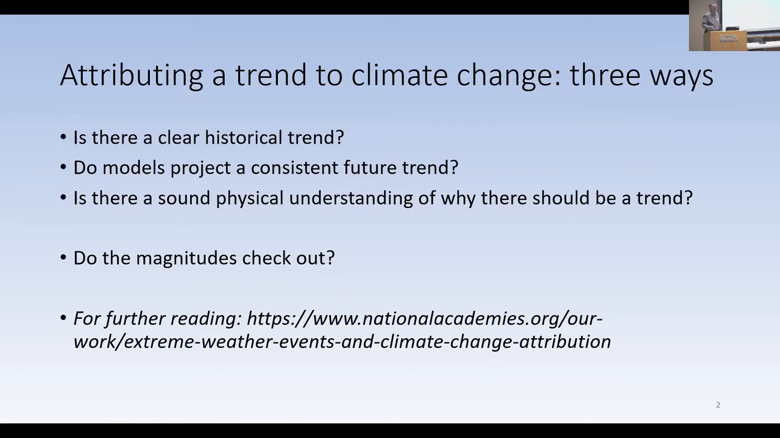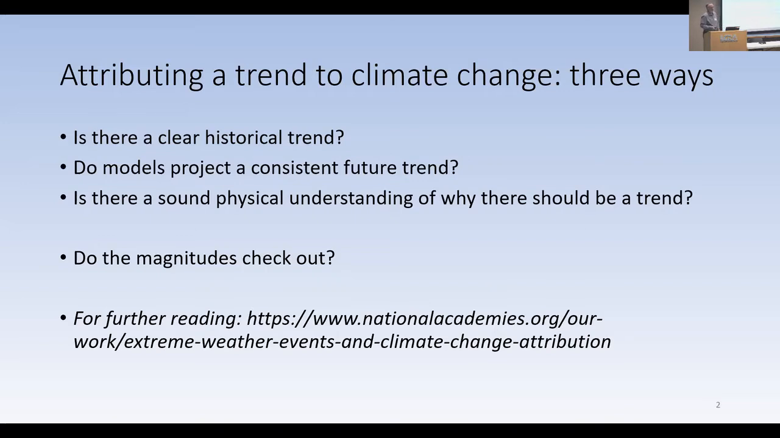Is there enough data to be able to detect a trend? Do climate models predict that a trend should exist? And is there a good physical reason for such a trend to exist? So if you have a good physical reason to expect a trend, but there's no trend showing up in the data, and models don't predict one, then there's probably not a climate change effect going on.